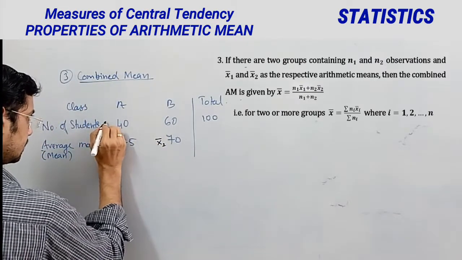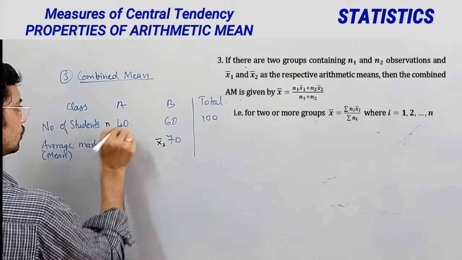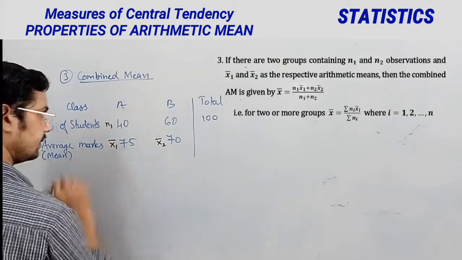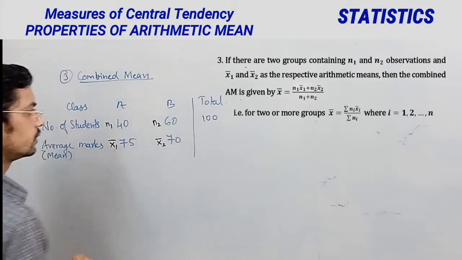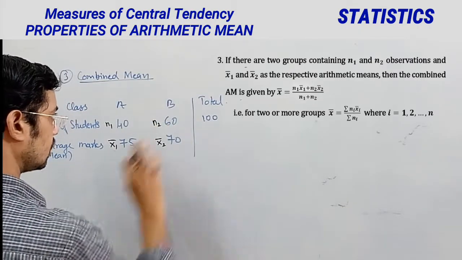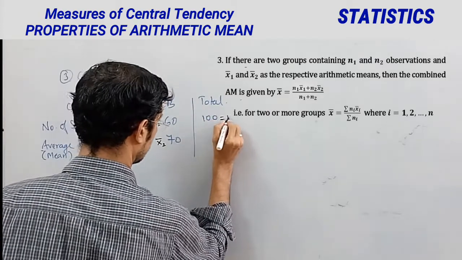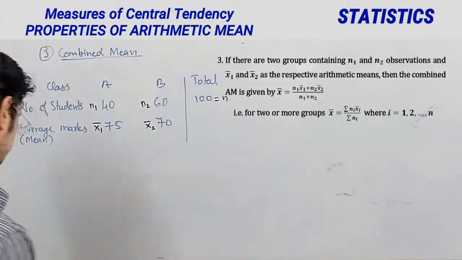Now what is this? This is the number of students in the first group, that is N1. Here this is N2, the number of students in the second group. This is the total number of students, which we will take as N. Okay, so let us see how to do this.